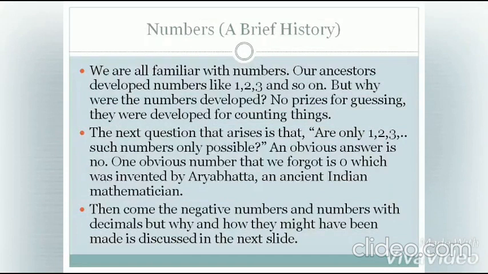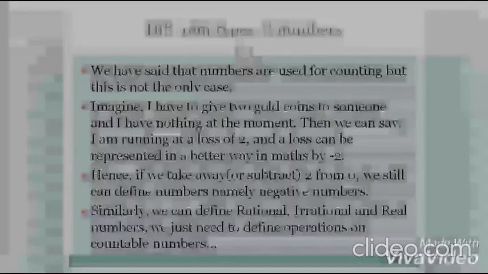An obvious answer is no. Why? Because we forgot to include 0. 0 was invented by an ancient Indian mathematician, Aryabhatta. Next come negative numbers and numbers with decimals. Why and how these might have been invented, we will discuss in the next slides.